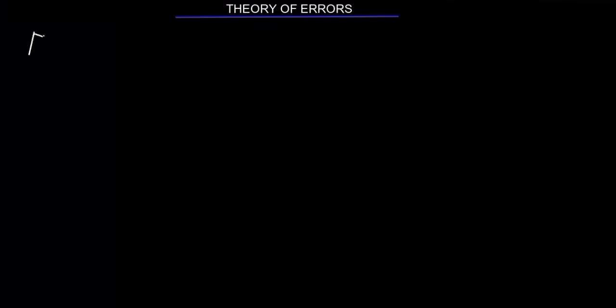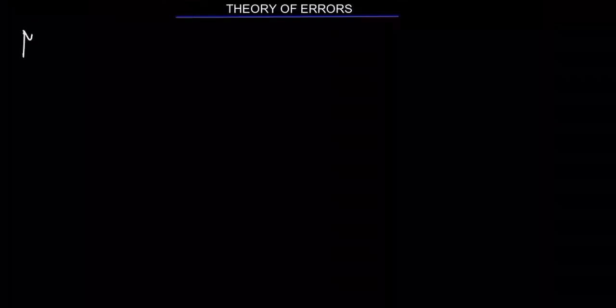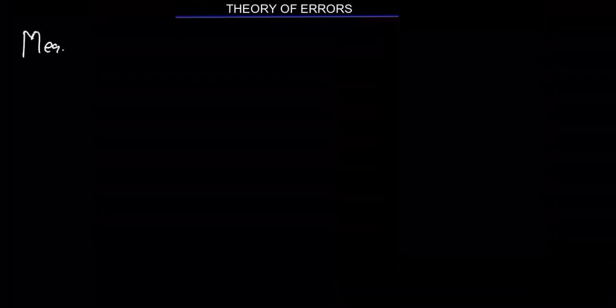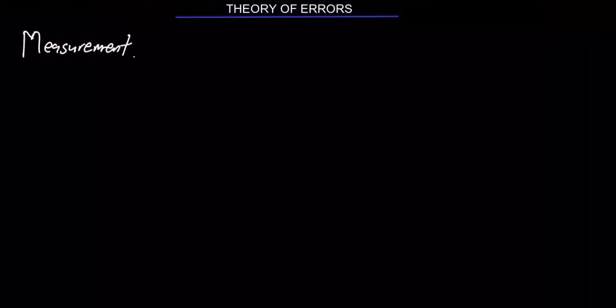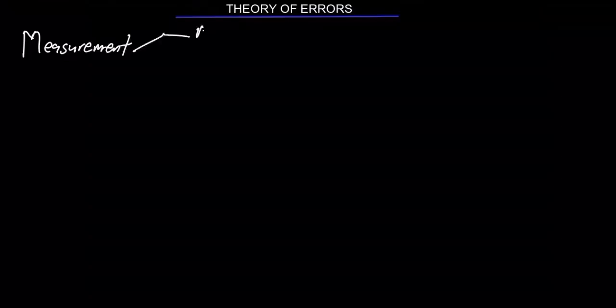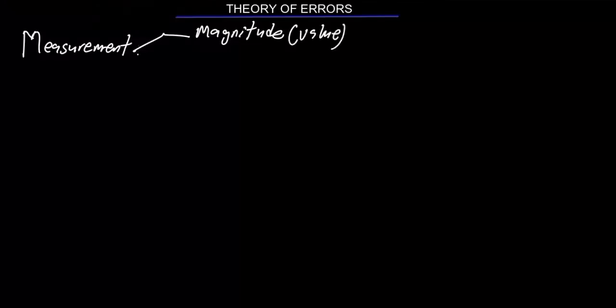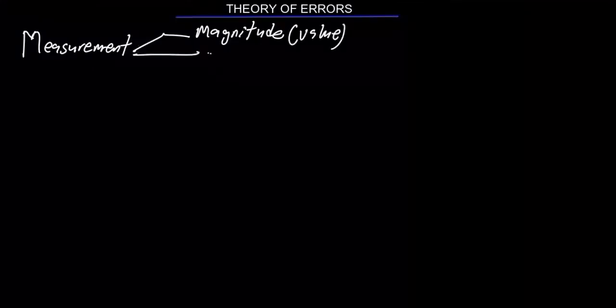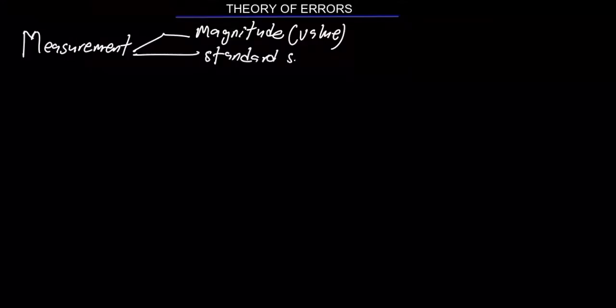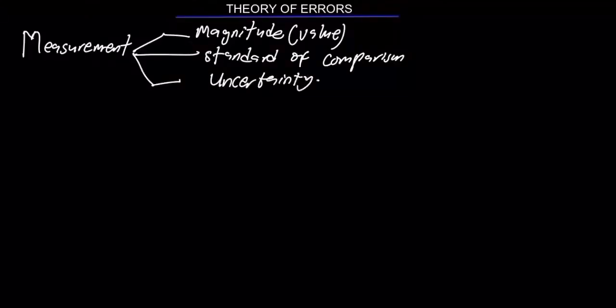A complete measurement must have three things. The first one is the value or the magnitude. Also, it must have the standard of comparison. And lastly, your measurement must have the uncertainty. Good. A complete measurement must have these three things: the value or the magnitude, the standard of comparison, or we call it the units, then we have the uncertainty.